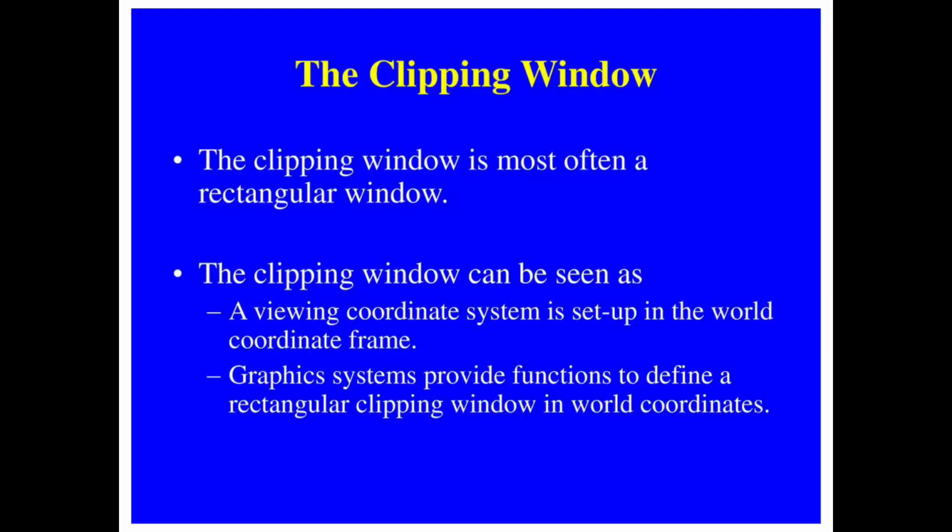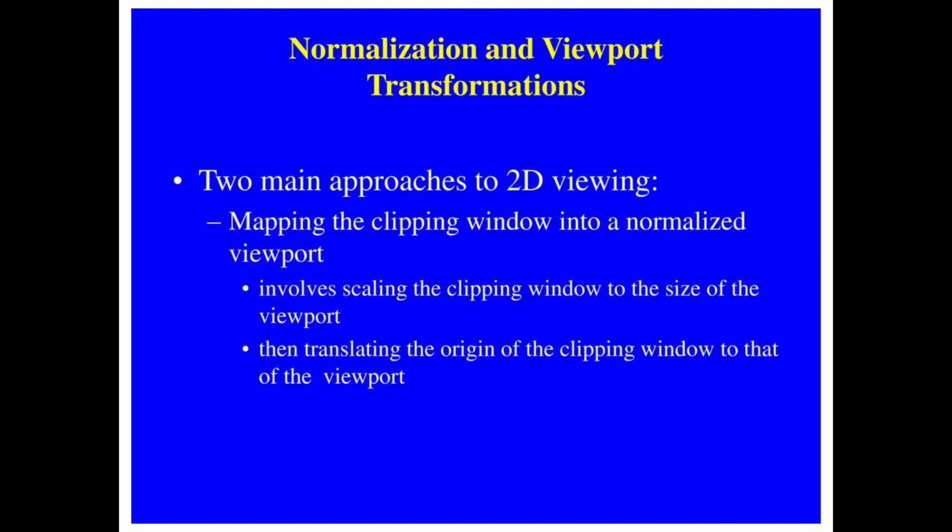The clipping window is most often a rectangular window, and the clipping window can be seen as a viewing window. The coordinate system is set up in the world coordinate frame, and the graphics system provides functions to define a rectangular clipping window in the world coordinates, and this is the clipping window.